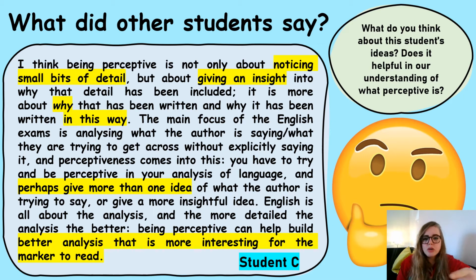Okay, the main focus of the English exams is analysing what the author is saying and what they are trying to get across without explicitly saying it. And perceptiveness comes into this. You have to try and be perceptive in your analysis of language and perhaps give more than one idea of what the author is trying to say, or give a more insightful idea. That's a really interesting point that I'm going to pick back up on later in the video, about there being kind of multiple different interpretations. English is all about the analysis, and the more detailed the analysis, the better. Being perceptive can help build better analysis that is more interesting for the marker to read.